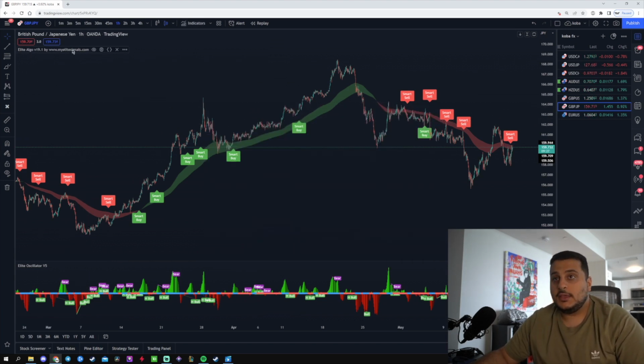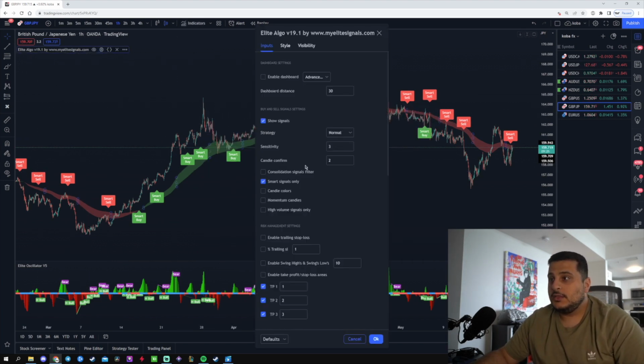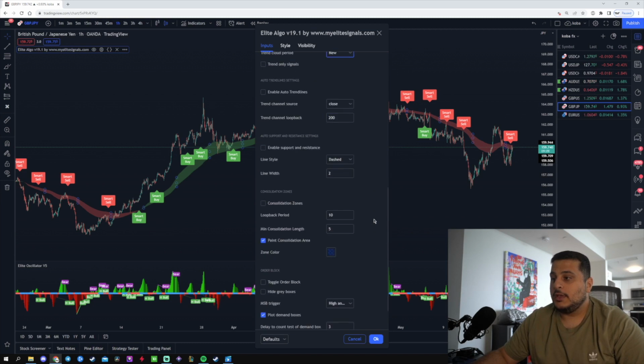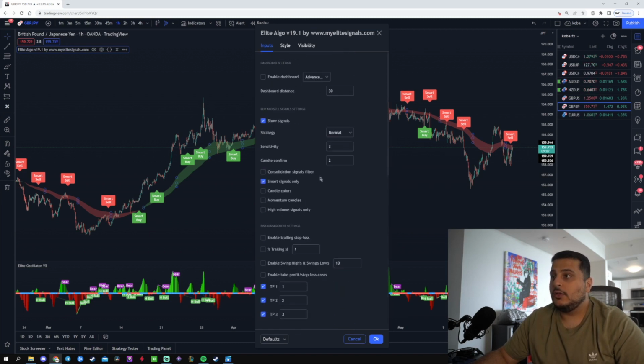So as for EliteAlgo, go into the settings. This is the settings that you want to use. Your sensitivity should be around 3. Your smart signals only should be on. And if we go down, we want to make sure that we have show trend cloud turned on, and as well it's under the new trend cloud strategy. So make sure this one here is selected. And that's pretty much it for EliteAlgo.